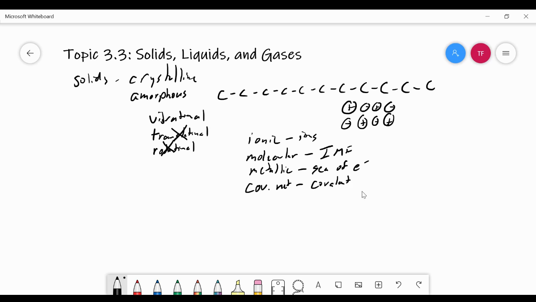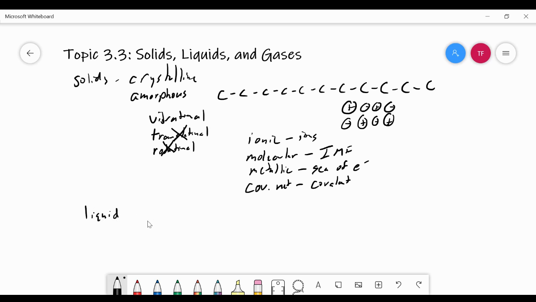And this happens in carbon. So you can have diamond or graphite. Those are covalent network solids. Silicon dioxide, sand, has covalent network in it, glass. And then also asbestos is a covalent network solid, which is also a silica compound. Okay, liquids.